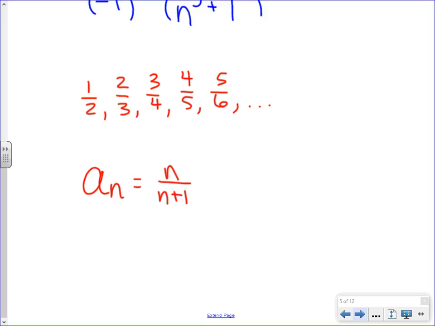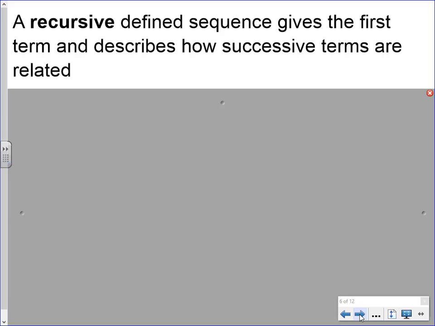All right, so we talked about an explicit sequence. We are now going to talk about a recursive sequence. There are 2 different ways we can write a sequence. A recursively defined sequence gives you the first term and how the successive terms are related. So this is basically we're writing a term based on a previous term.